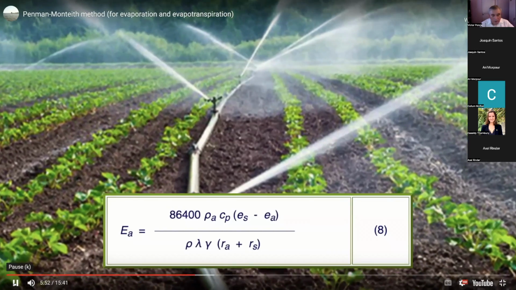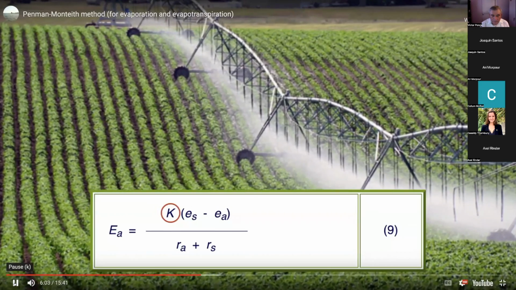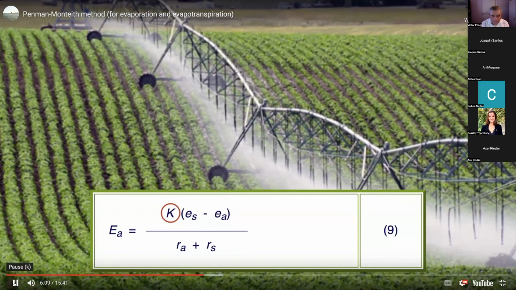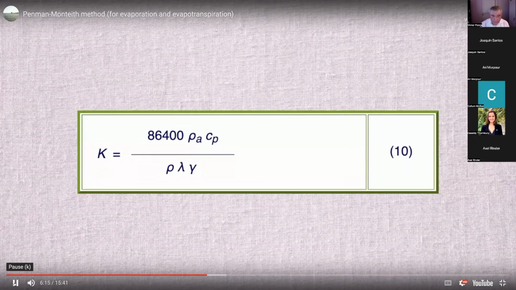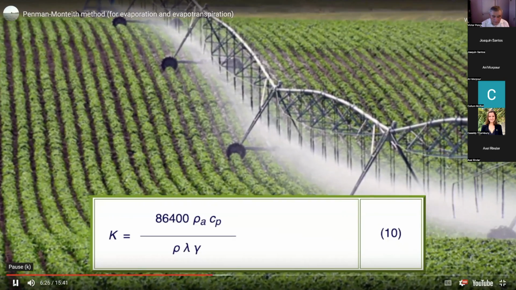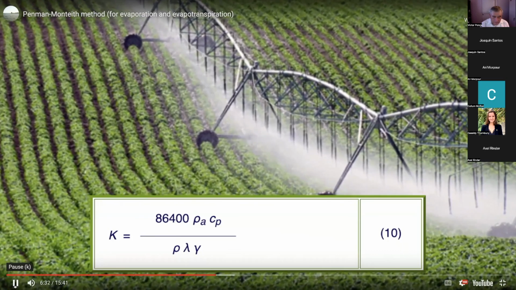Simplifying equation 8, in which K is equal a constant varying with air temperature and atmospheric pressure in units of seconds per day millibar, expressed as follows. In equation 10, the units of rho sub A, C sub P, rho, lambda, and gamma are the same as in equations 2 and 4.